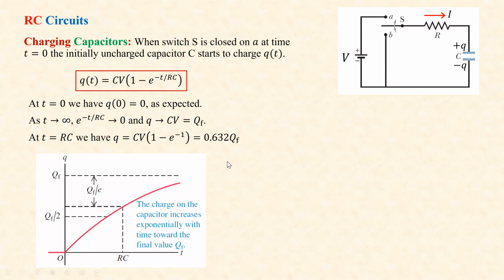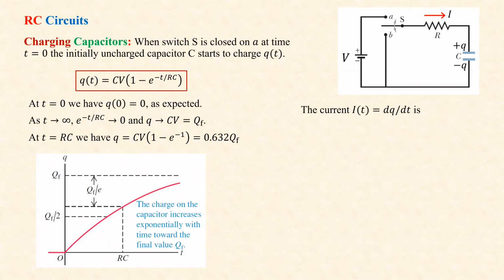All right? So this is how the function works. It starts from 0 at T equal to 0, and then goes up to Q final. At this time, it goes to half of Q final. At RC, it goes to 63% of Q final. And the difference between this point and this point is Q final over e, which is the 37%, the rest of it, right?